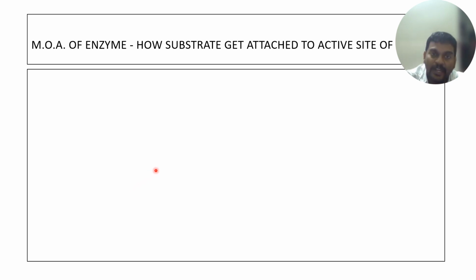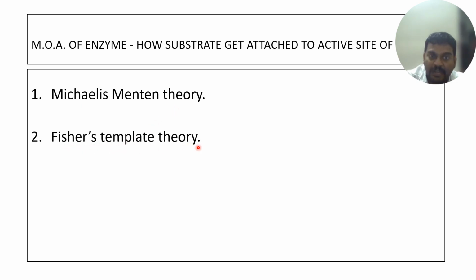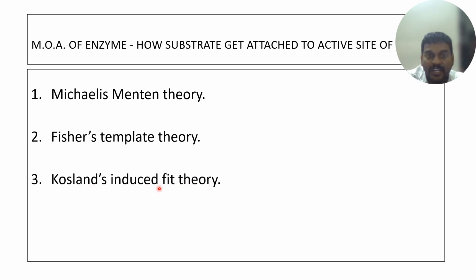So the first point is you are going to explain how the enzyme is going to get attached to the substrate to form enzyme substrate complex, or else how the substrate is going to get attached to the enzyme to form enzyme substrate complex. Okay, this is explained by 3 different theories. The first theory is called the Michaelis-Menten theory. Second theory is called the Fischer template theory, otherwise called the lock and key theory. And third one is called the Koshland induced fit theory. So these are the 3 theories which explain how a substrate will get attached to enzyme, resulting in formation of enzyme substrate complex. Let's see one by one.